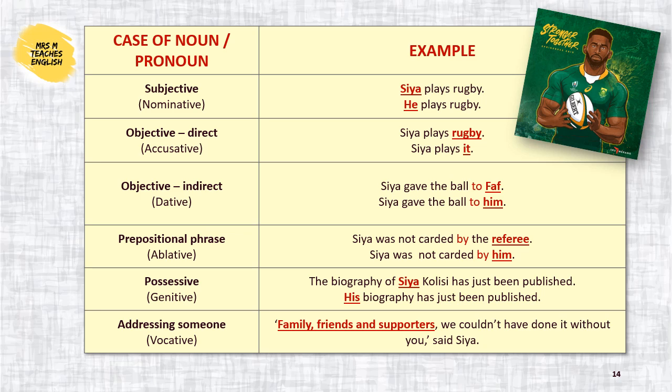If I change Sia to a pronoun, I know that it must become "he plays rugby" and not "him plays rugby." The pronoun he is therefore also in the subjective, the nominative case. Read through all of the examples and look at how the nouns and pronouns change.